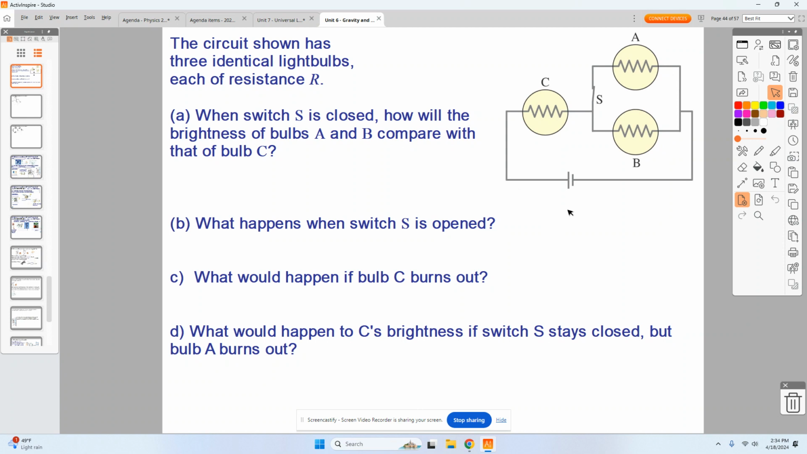Okay, kids are talking. If you're watching this video at home, you should be thinking about the same thing. All right. Agree or disagree? A and B are going to be of equal brightness to each other. Agreed. They're in parallel. They have the same voltage drop across each other. They're the same resistance, so they're going to have the same current, all that stuff, same brightness. How will C compare to those two brightnesses? Brighter, less bright, or the same?